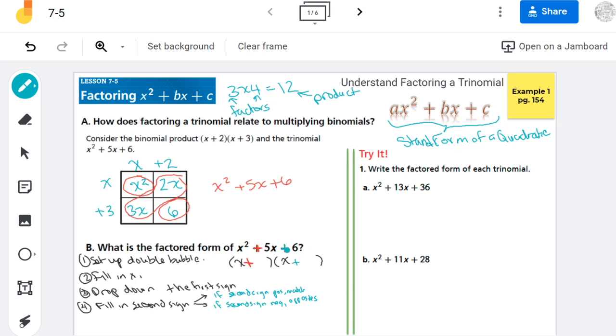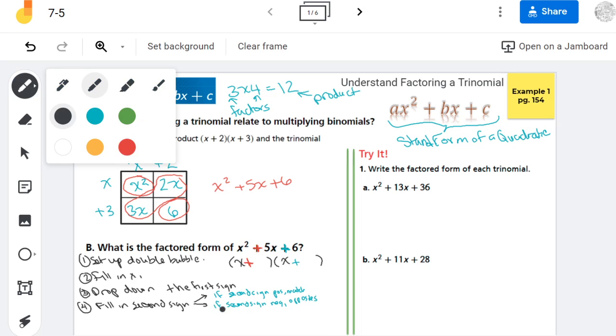So if this second sign, this blue one, had been a minus, I look here, this is a plus, so I need the opposite of that plus. Okay? And that idea is a little harder to see here when it's a plus plus. You'll see it as we do more of these examples.